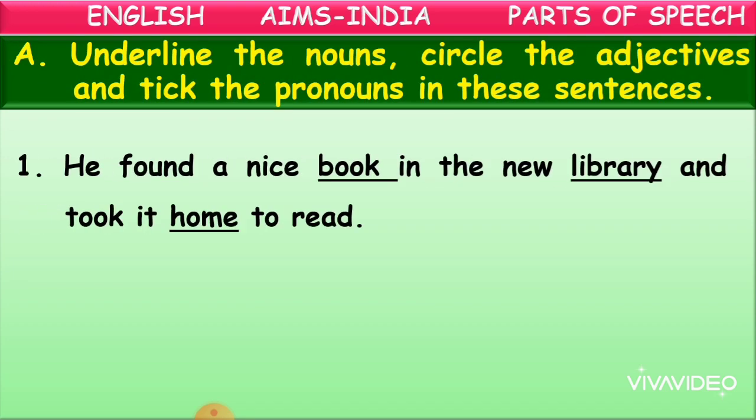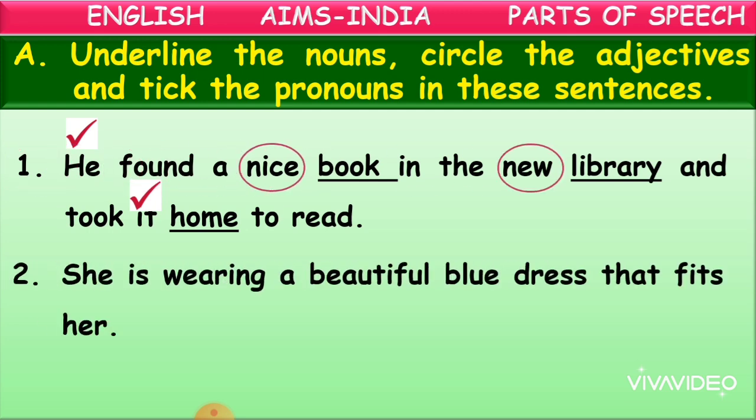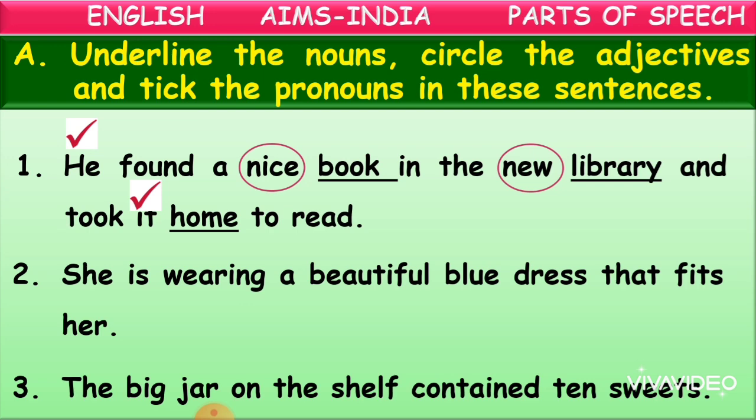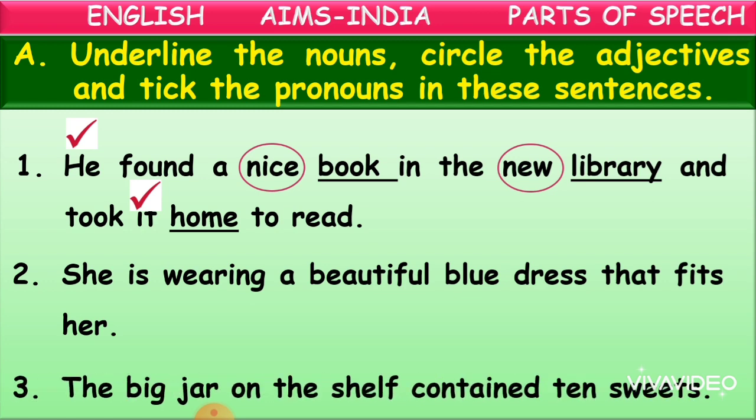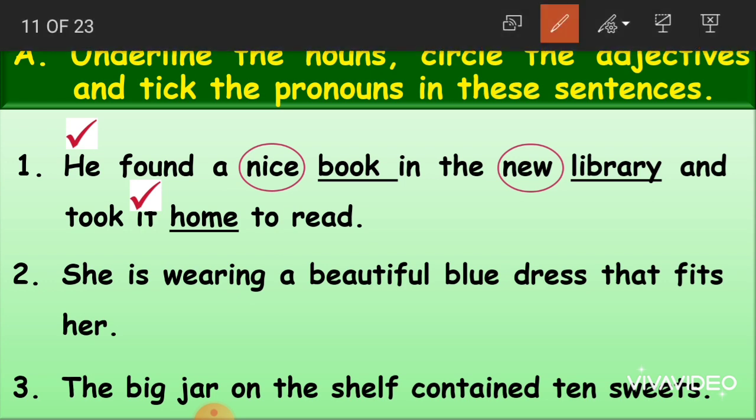Here we have an exercise. What is that? Underline the nouns, circle the adjectives and tick the pronouns in these sentences. So here what we have to do, underline the nouns. So what are nouns, children? Naming words. Circle the adjectives. What are adjectives? Anybody can tell me? Adjectives are describing words, describing the nouns. And tick the pronouns. What are pronouns? Used instead of nouns. So this work we have to do now.